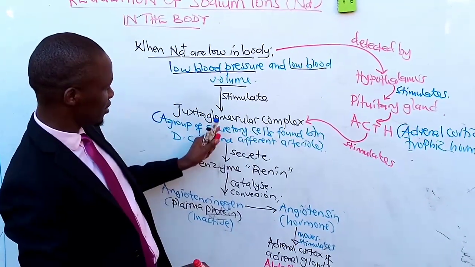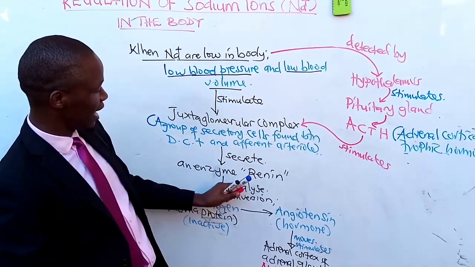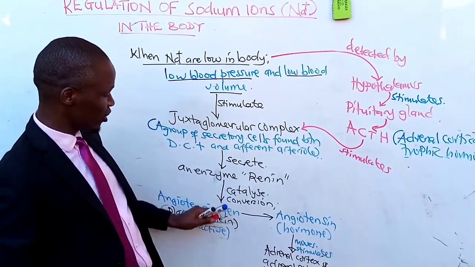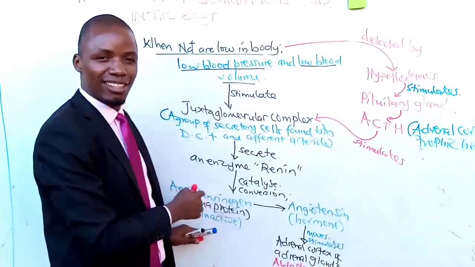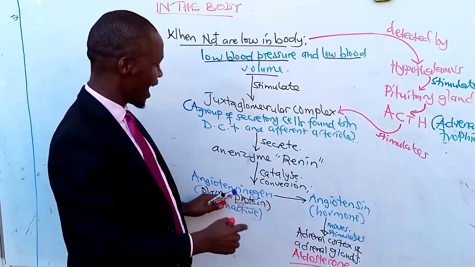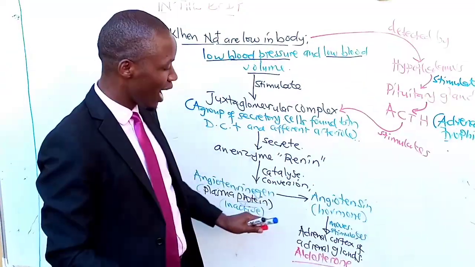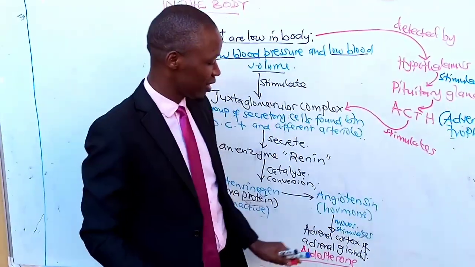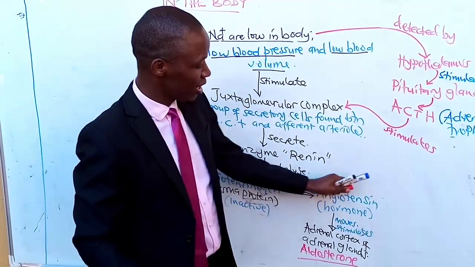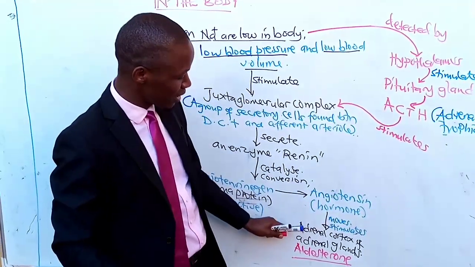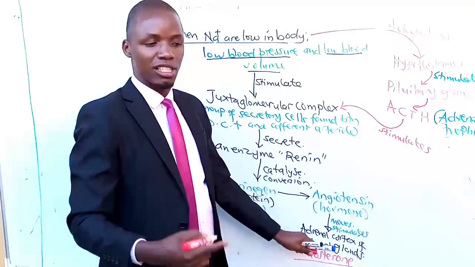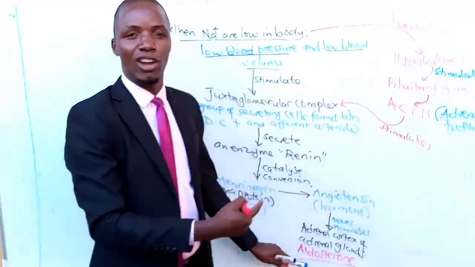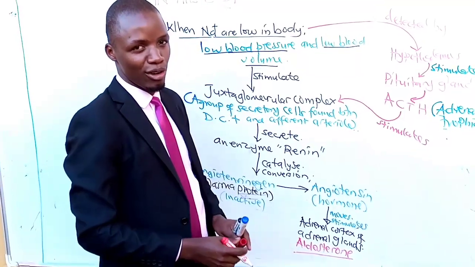Then this complex secretes an enzyme which is called renin, which catalyzes the conversion of a plasma protein which is inactive, which we have called angiotensinogen, into an active hormone which we have called angiotensin. After we have got angiotensin, the angiotensin now stimulates the adrenal glands. Specifically, it stimulates the adrenal cortex of the adrenal glands to secrete a hormone which is called aldosterone.